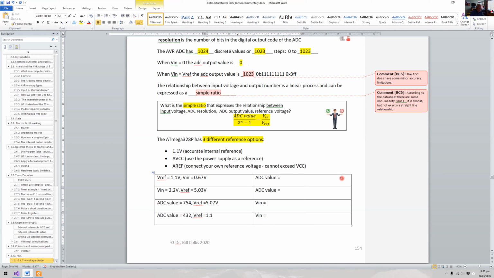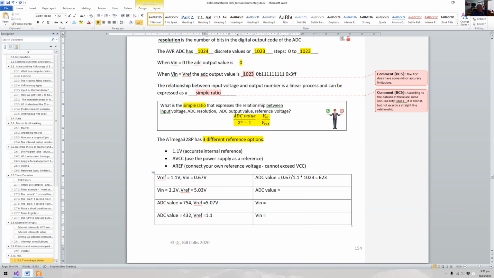Let's just say this is 0.67 volts over 1.1, because that's our reference voltage here. That's what I've decided to use as reference voltage. And of course it's times our range, which is 1023, which will give us the number 623. Now let me just stick that on my calculator.